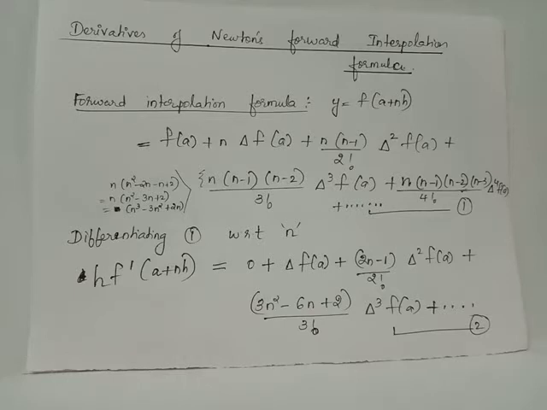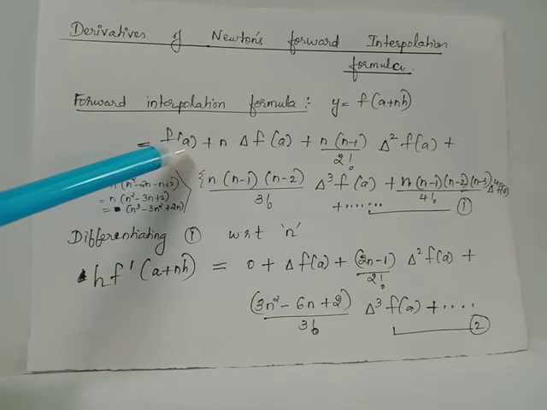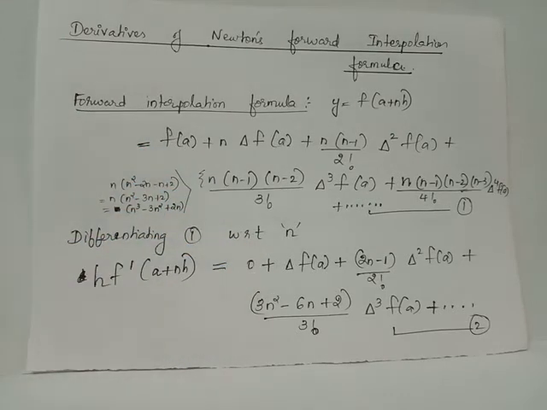We will carry out differentiation with respect to variable n on both sides of equation 1. The derivative of f(a + nh) with respect to n will give us f'(a + nh) multiplied by h. When you carry out differentiation on the RHS of equation 1 with respect to n, the derivative of f(a) with respect to n will be 0. The derivative of nΔf(a) with respect to n will give us Δf(a).